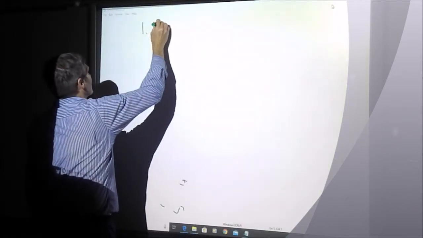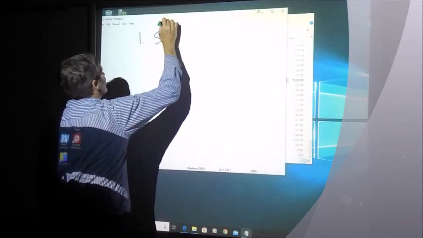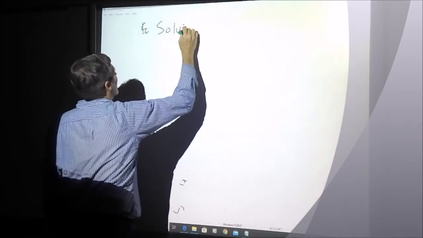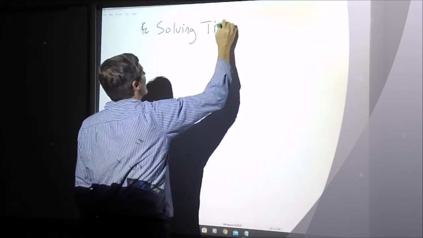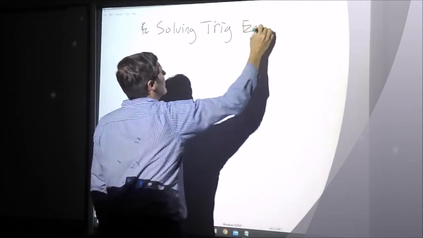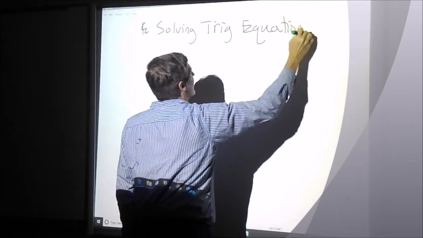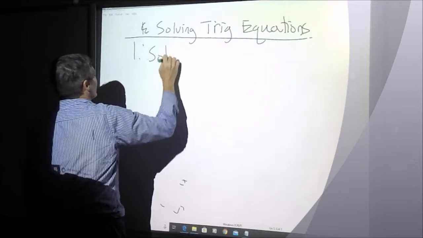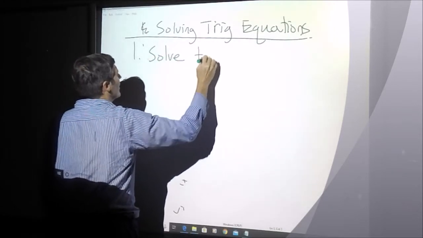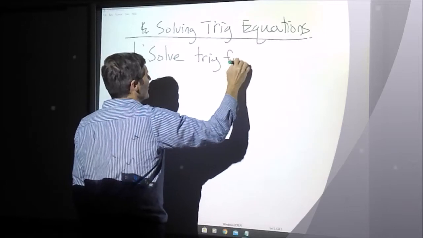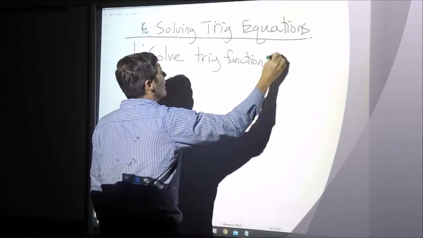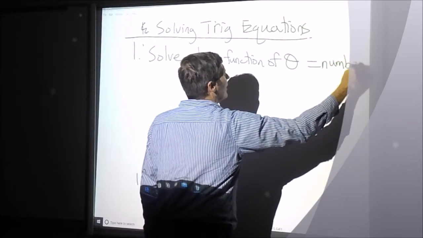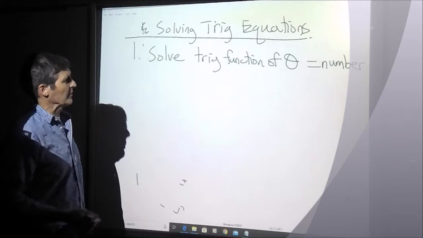The easiest thing to solve, so let's say solving trigonometric equations is the problem. And the first method is to solve trig function of theta equals a number. To solve this, you just put it on the unit circle.